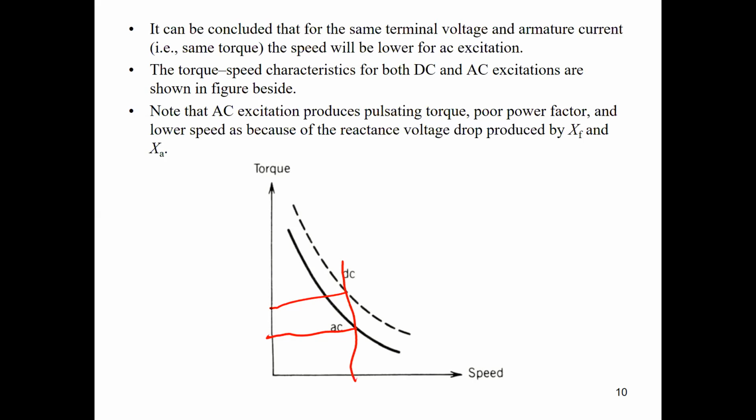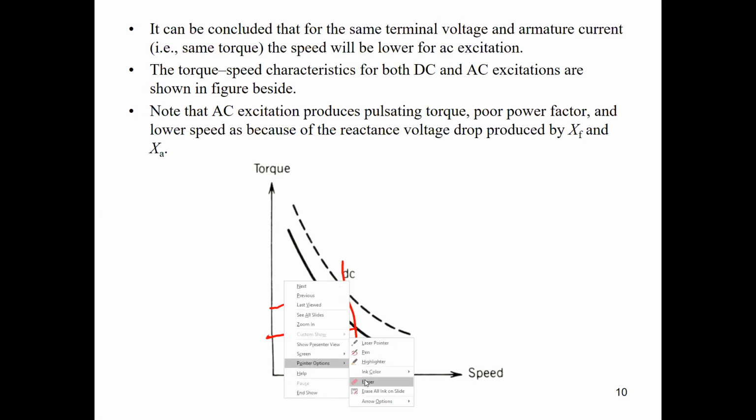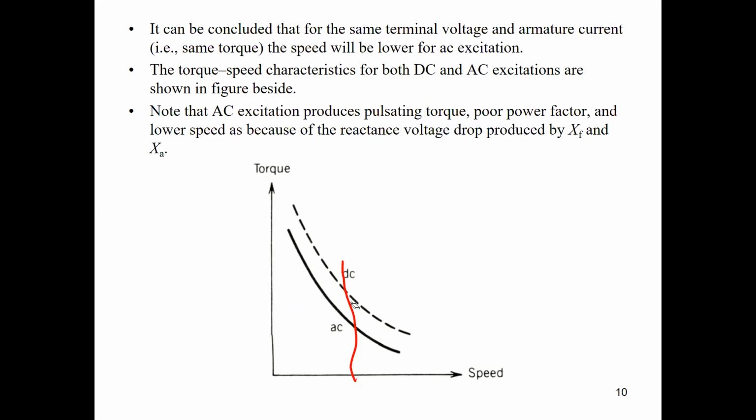So the power of DC can be higher than the power of AC at the same speed. And also at the same torque, if you would like to compare at the same torque, it will be the same. I mean, we can erase this part and compare if we used the same value of torque.